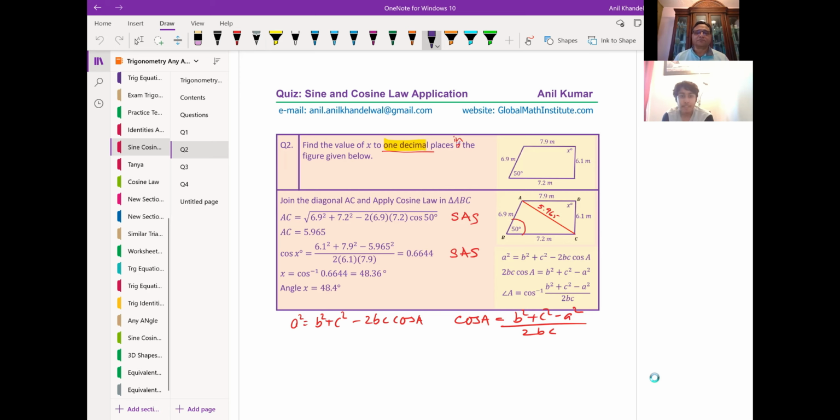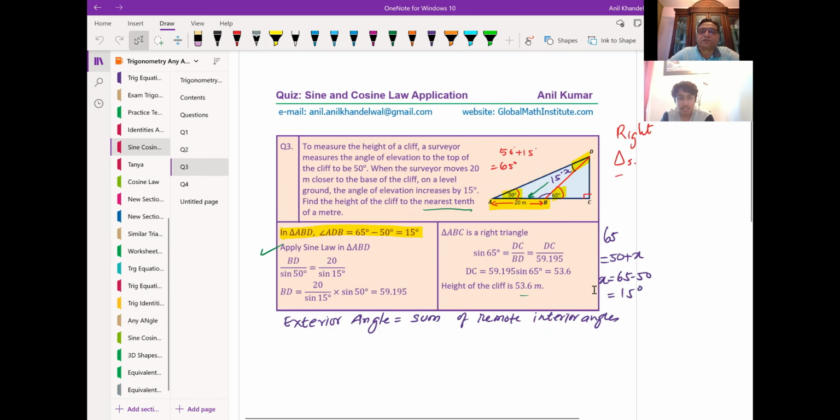Yes, sir. And then we got our answer, 5.965 meters. From there, we input it into our cosine law to find x in degrees. So we used cosine law of angle to get our equation for x. By looking at that, we got 0.6644. Then we did cos inverse of whatever we had inside the bracket to get 48.36 degrees to find angle x. Correct. So that is how you're going to do it, right?